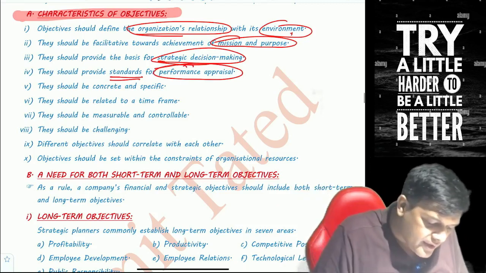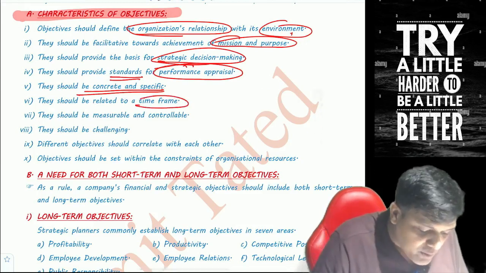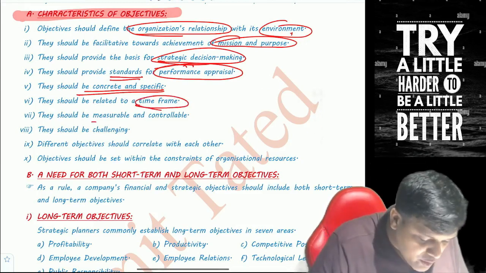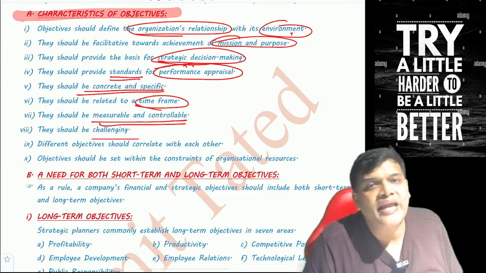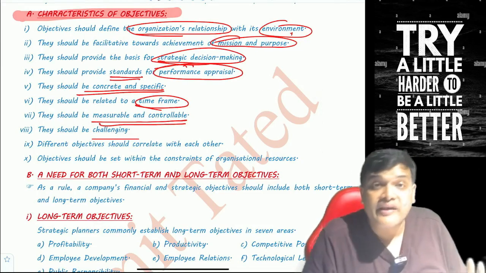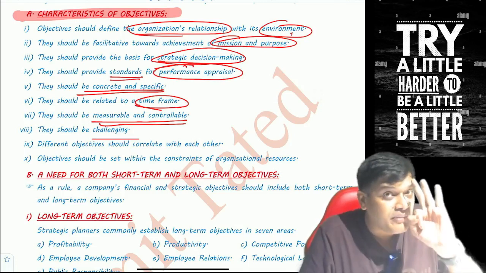Next point is very important. It should be constant, concrete and specific. I think I discussed this. Next point, it should be in time frame. I discussed. Most important, it should be measurable and controllable. Okay, next point. Why should goals and objectives be challenging? Vision should be enthusiastic. Mission should be motivating. Goals and objectives should be challenging. 3 words. Remember these 3 words for MCQ.